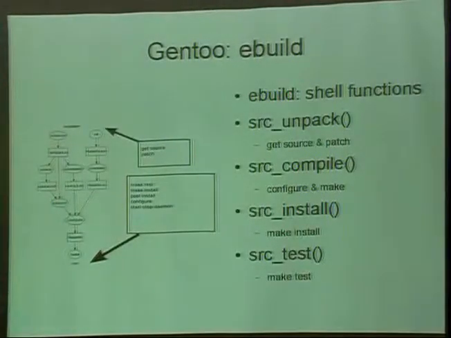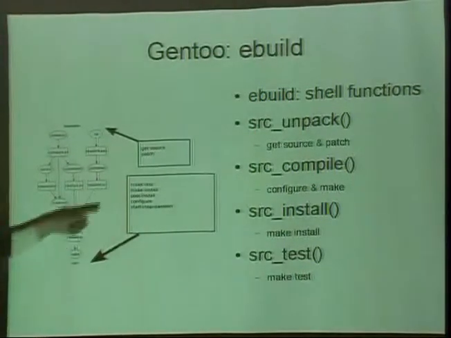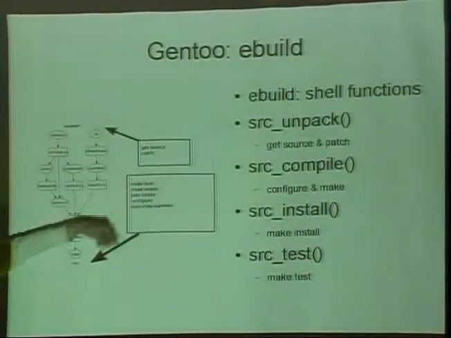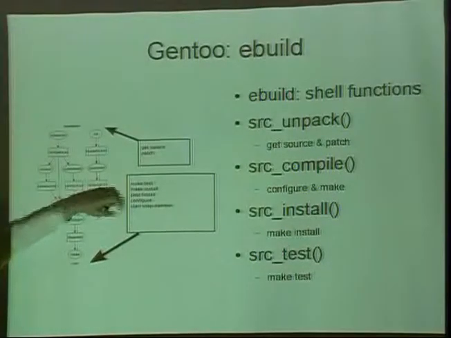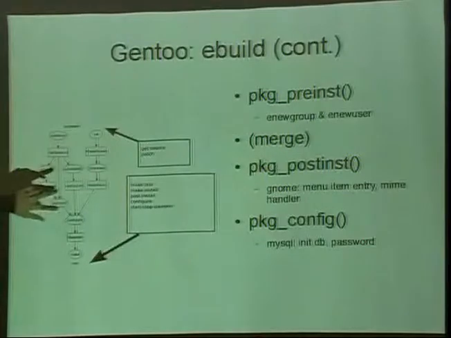An ebuild is a shell script with functions. So you have functions like src_unpack to get the source and patch, src_compile that actually does the configure and make, and then there's src_install that does the make install, and then there's src_test which does the test and all that. And then there is pkg_preinst.